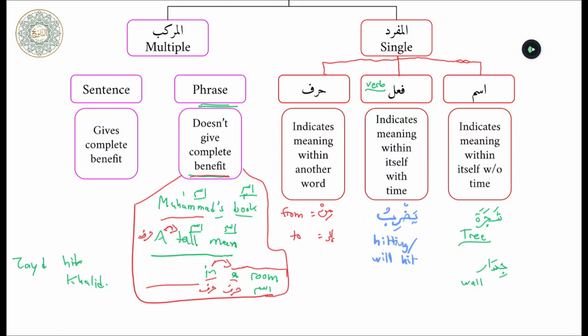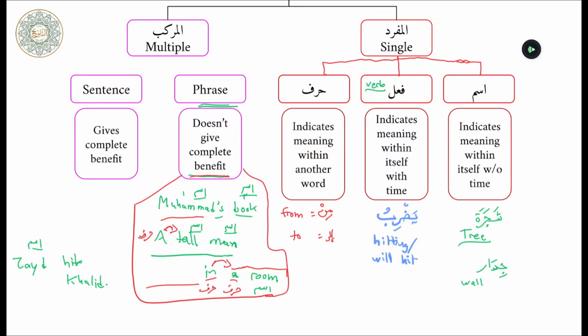Zaid hit Khalid. Zaid, is that an ism or a fi'l or a harf? Zaid is not a harf because it doesn't indicate a meaning within something else. It's not a fi'l because it indicates a meaning within itself. However, Zaid does not have any time. It doesn't give you the meaning of present, past, or future tense. Therefore, Zaid is an ism because it gives a meaning within itself without being attached to a time.